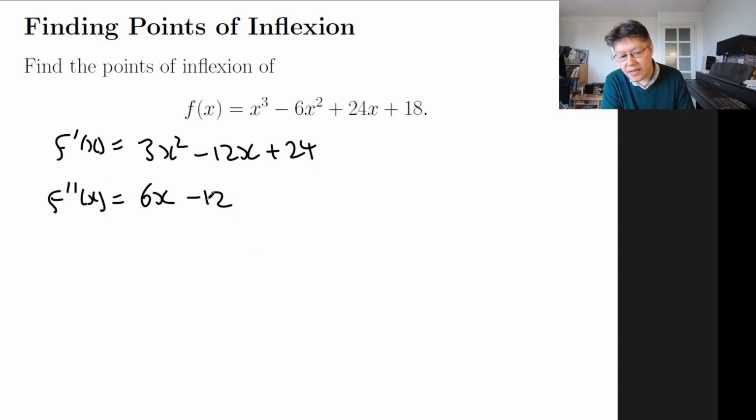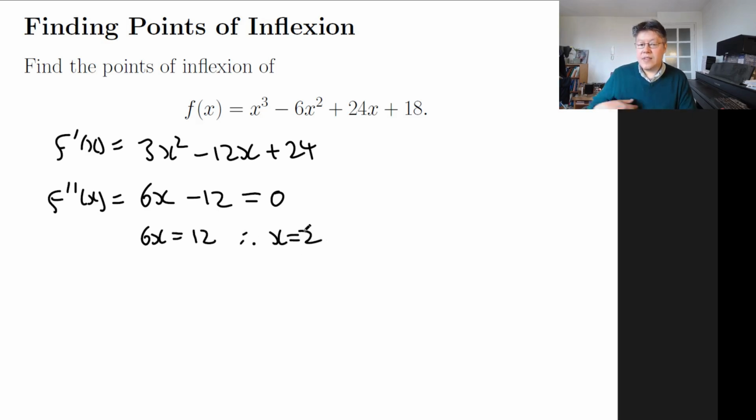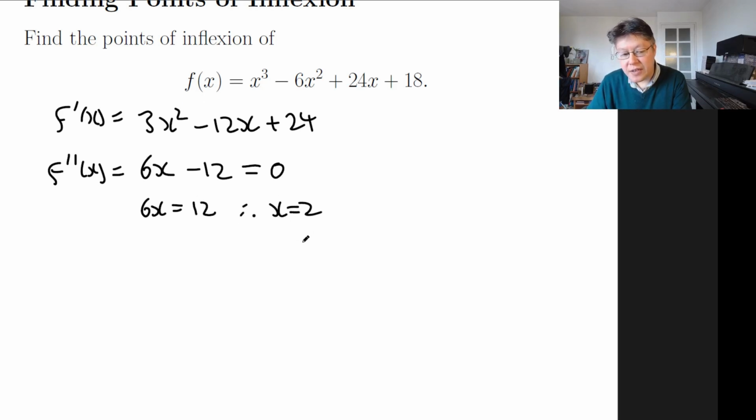And we need to set the second derivative to 0. And if we solve this, we get 6x equals 12. So therefore x is 2. So that's the x coordinate, but this doesn't guarantee that this is an inflection point. We now need to test for change of sign.